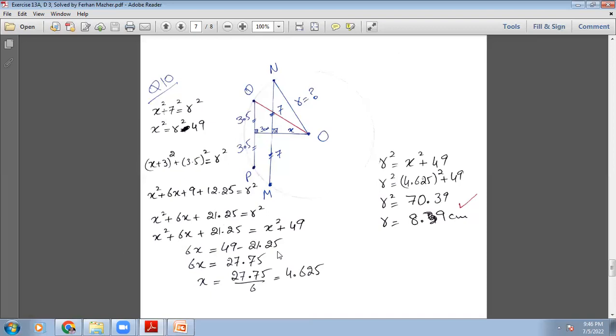And 6X will be equal to 27.75. So X will be equal to 27.75 divided by 6, and that will be equal to 4.625. So now I got the value of X. The main question was, what is the radius?